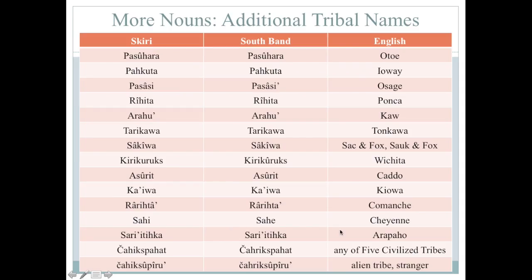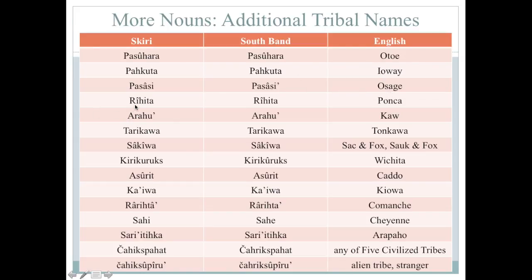So here are some more tribal names close to our area. Again, we'll go Skiddy first. For the first one, we have Basuhara. It's the same for South Band, Basuhara, meaning Oto. This next one for Skiddy, we have Bakuta. South Band, Bakuta, meaning Iowa. Next tribal name, Basasi. South Band, Basasi, meaning Osage.